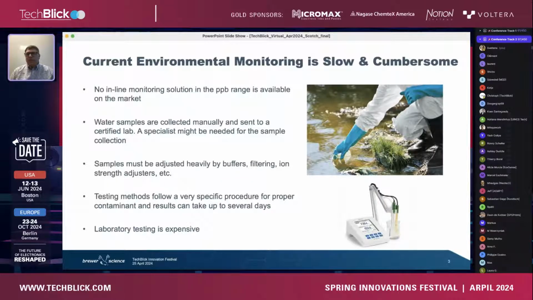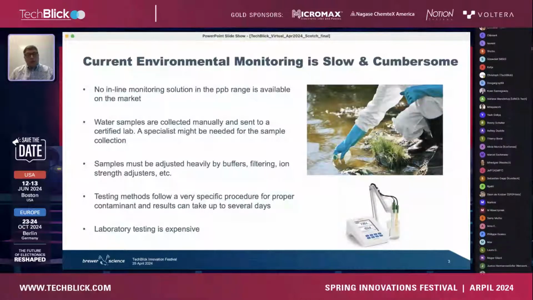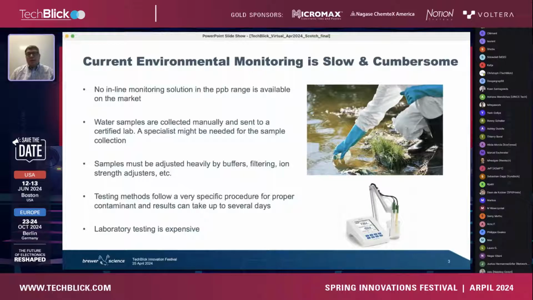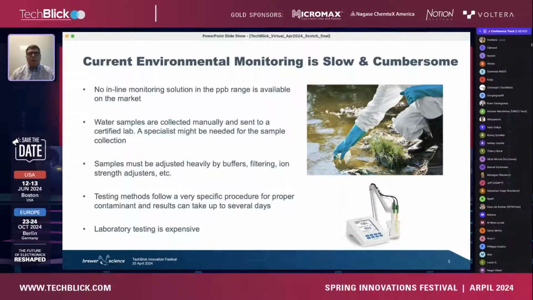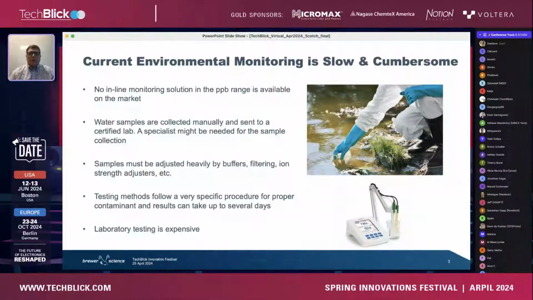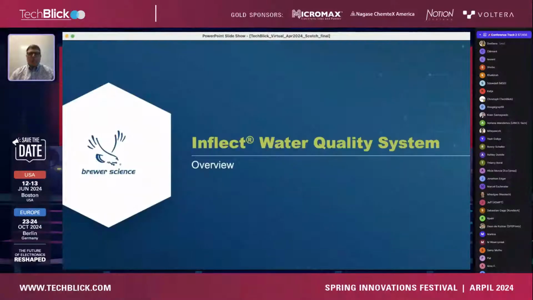The laboratory testing itself can be quite expensive and can take days or weeks in some cases, depending on what you're trying to measure. And this is not good when you're trying to take action in monitoring your water quality, in how to treat your water or how to monitor your water for environmental reasons. So this is where we come in.